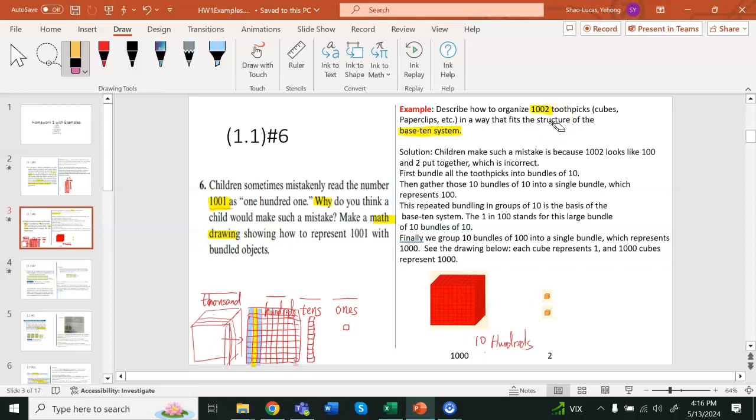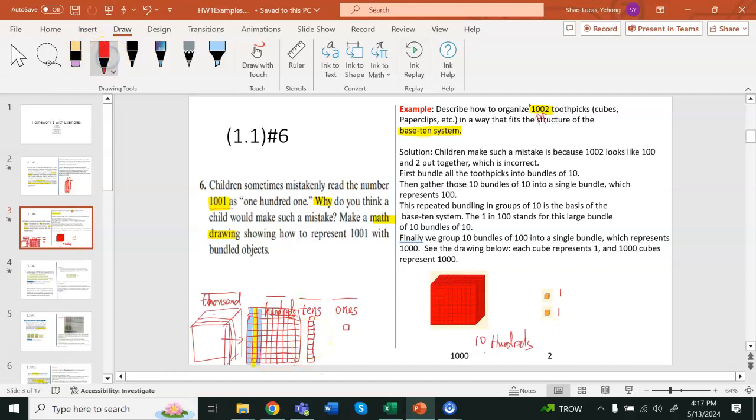How do we use real objects to demonstrate 1002? For that 2, we know the place value is 2 ones. So we will just show 2 individual cubes here. Each cube represents 1. If you use toothpicks, you will use 2 individual toothpicks. For the tens place and the hundreds place, there are both zeros, which means you don't need any of these tens or hundreds. We have 0 of them.